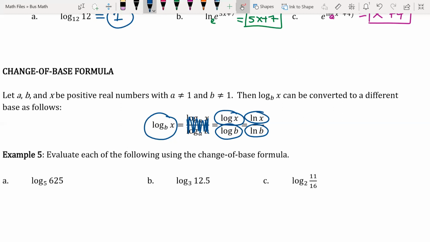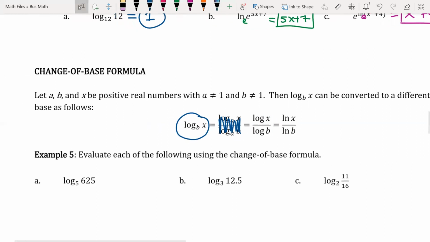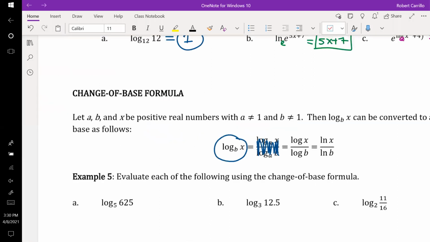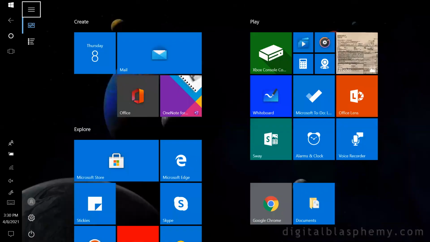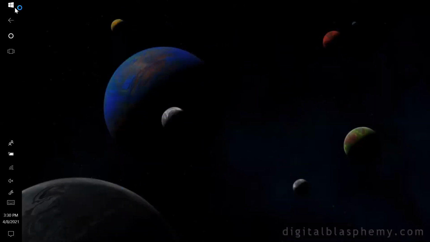So if you need to compute a log and your calculator does not allow you to type bases in, then the way you can compute it is rewriting it as log x over log b or natural log x over natural log b. Okay. Which we will practice below. So let me get back to Desmos. Oh yeah, I need to open it again.